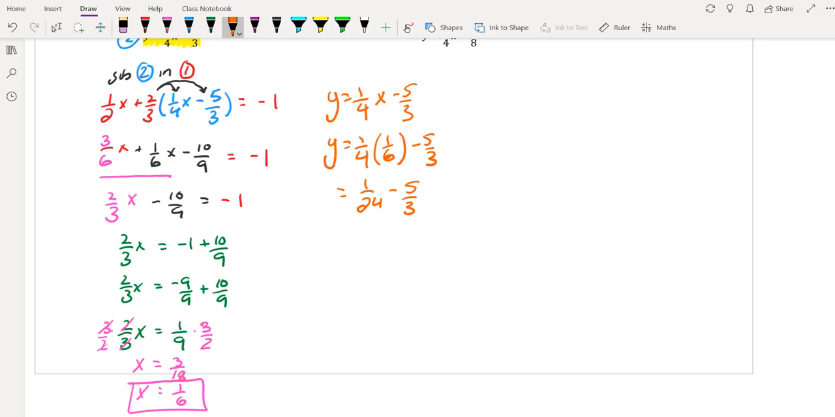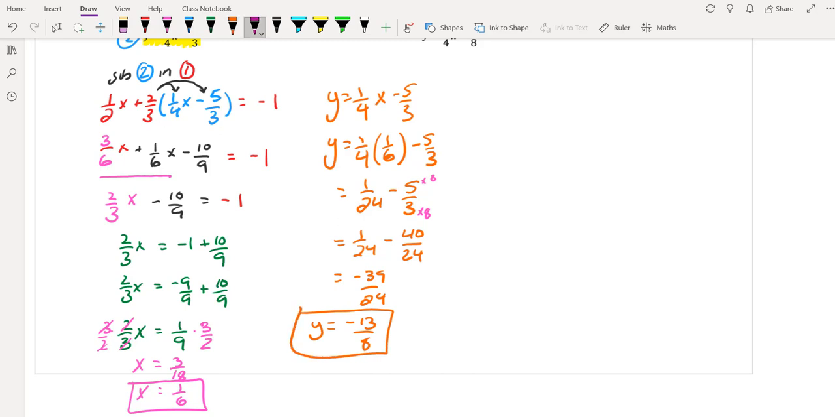Okay. In order to subtract, we need to have a common denominator. So that would be 24. So we need to multiply this side by 8 to get the 24 here. So it equals 1 over 24 minus 5 times 8, which is 40 over 24, which is equal to negative 39 over 24. You can divide both of these numbers by 3. So that ends up being negative 13 over 8. So that's the y value.